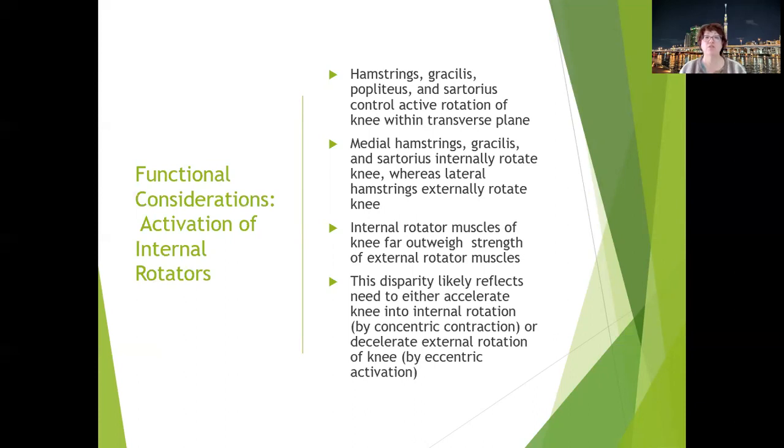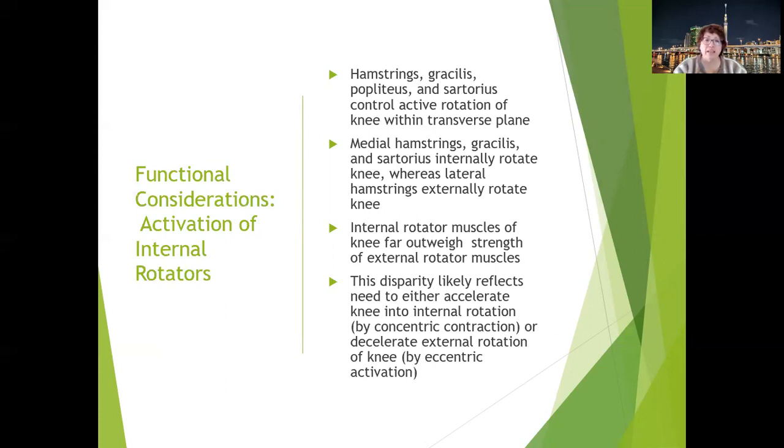The internal rotator muscles of the knee far outweigh the strength of the external rotators. So the medial hamstrings, gracilis, and sartorius far outweigh the strength of just the lateral hamstrings, just the short and the long head of the biceps femoris.